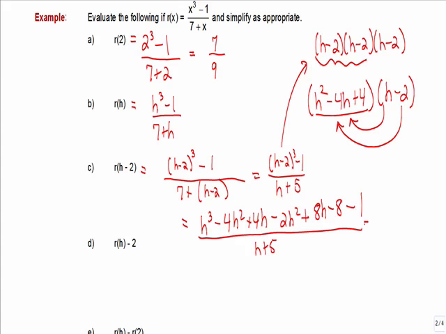It's not going to get terribly neat, but if I did neaten it up, that would give me h cubed, and then I'd have minus 6h squared, and then I'd have plus 12h, and then I would just have the numbers, which would give me minus 9 over h plus 5. Again, not a terribly simple looking answer.